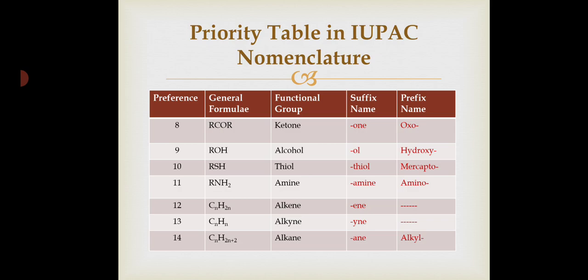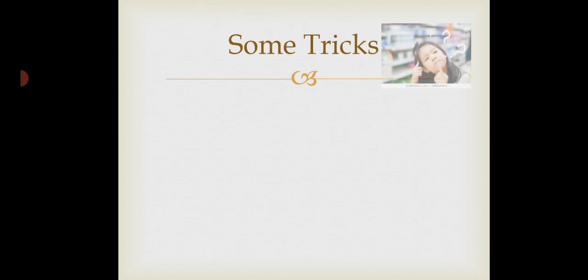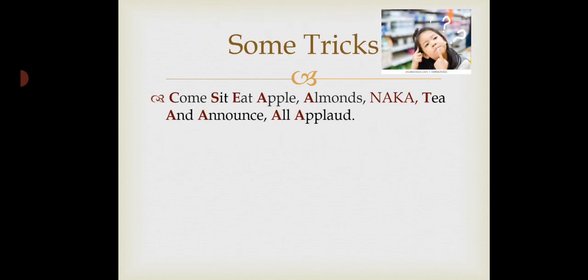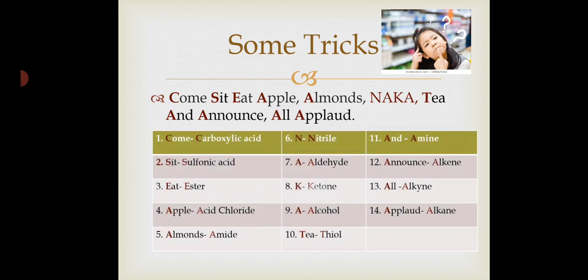Okay. Now it's a little bit difficult to remember the priority order. So I have found a trick for you to remember this priority order. So what is this trick? Remember this: come, sit, eat, apple, almond, naka, tea, and announce, all applaud. What does this stand for?